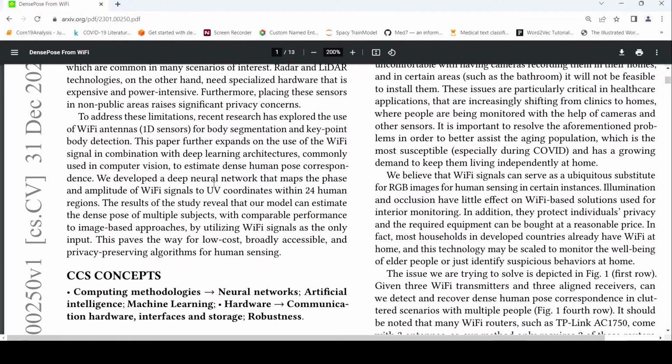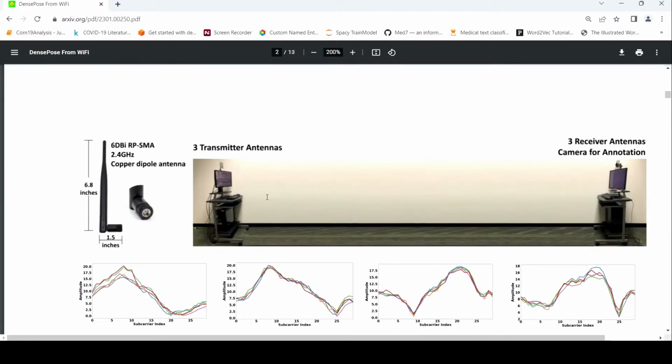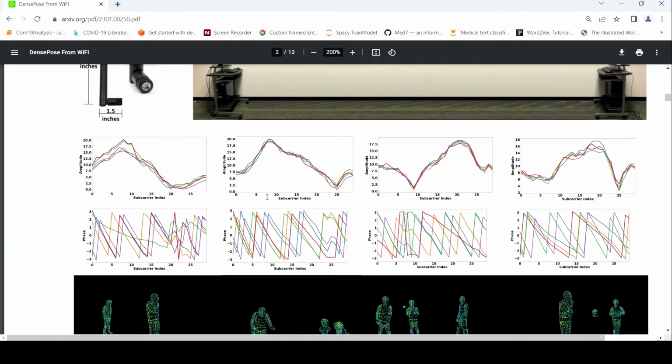So they developed a deep neural network that maps the phase and amplitude of Wi-Fi signals to coordinates within 24 human regions. So that's the idea over here. So how are they doing it? What is unique over here? How are they doing it?